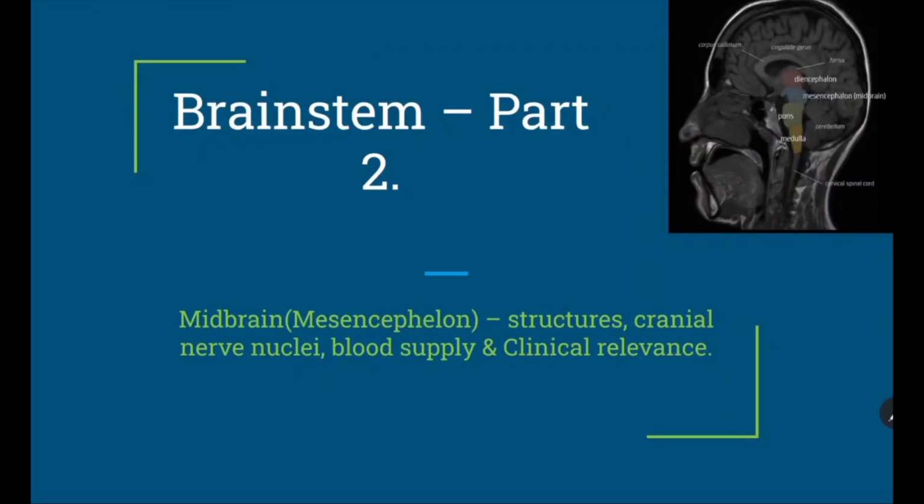Welcome to Brainstem Part 2, where we will dive into the midbrain or mesencephalon, a key region for USMLE Step 1. Let's break this down into its structures, cranial nerve nuclei, blood supply, and clinical relevance, everything you need to know for your exam. The midbrain is the most rostral part of the brainstem, sitting between the diencephalon above and pons below. For Step 1, you will need to know its major structures.